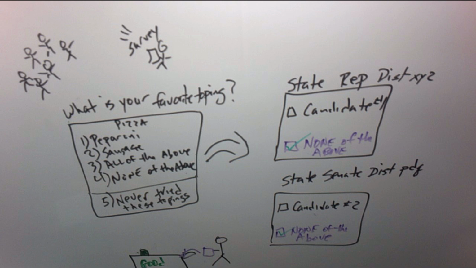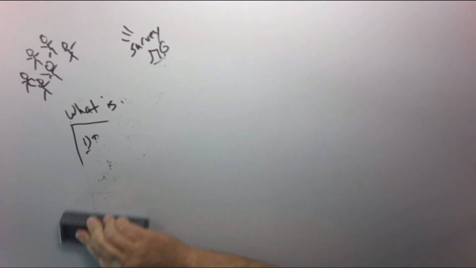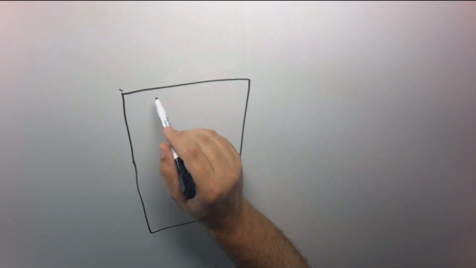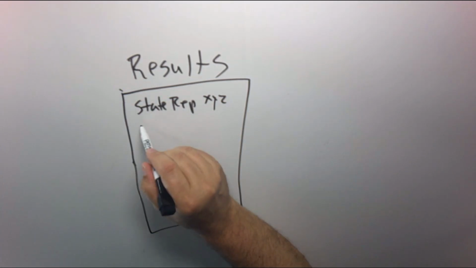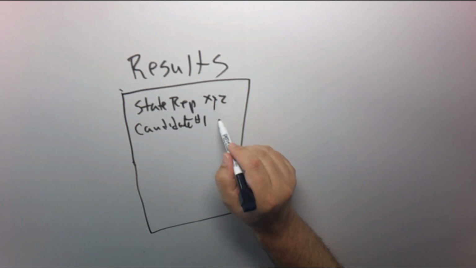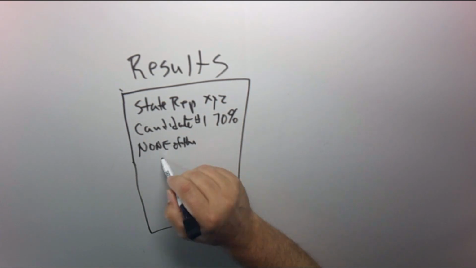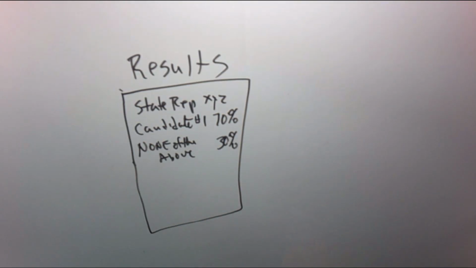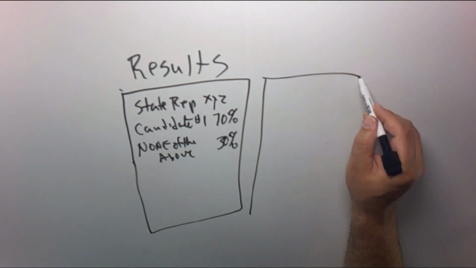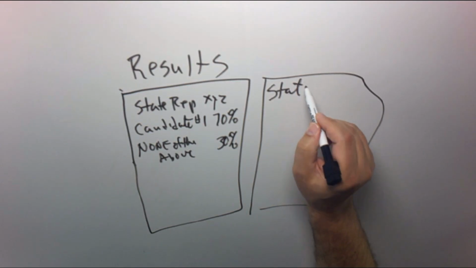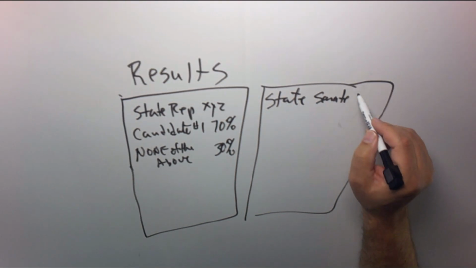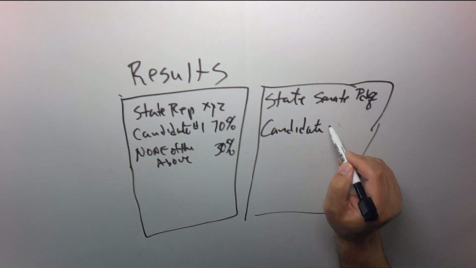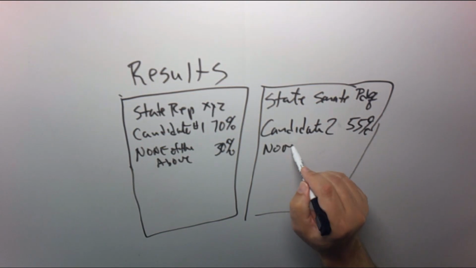Let's look at a possible set of results from an election where none of the above is part of the ballot process. First we have our state representative from District XYZ. Candidate number 1 gets 70% of the vote. None of the above takes 30% of the vote. Then we'll look at the results for our state senator from District, let me get this right, PDQ. Candidate number 2 gets 55% of the vote, and none of the above gets 45% of the vote.